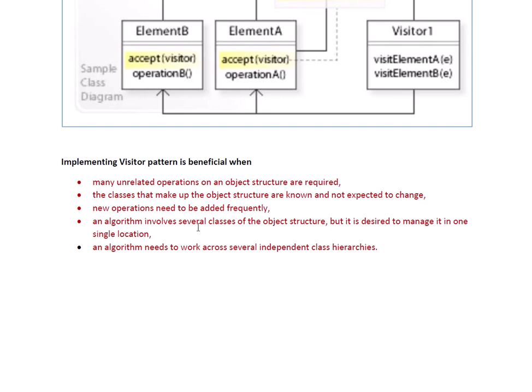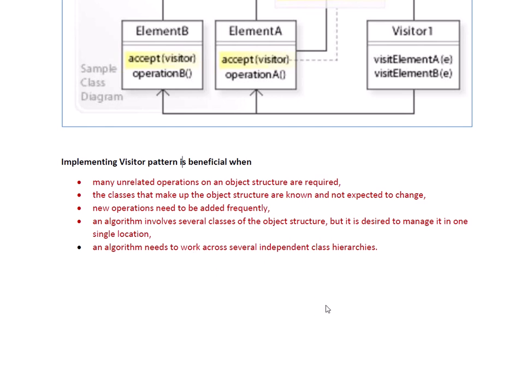An algorithm involves several classes of the object structure, but it is designed to manage it in one single location. So you keep your object structure in one single location, and your n number of algorithms will be available to provide services to that object structure. An algorithm needs to work across several independent class hierarchies, when an algorithm needs to be applied on several independent class hierarchies.